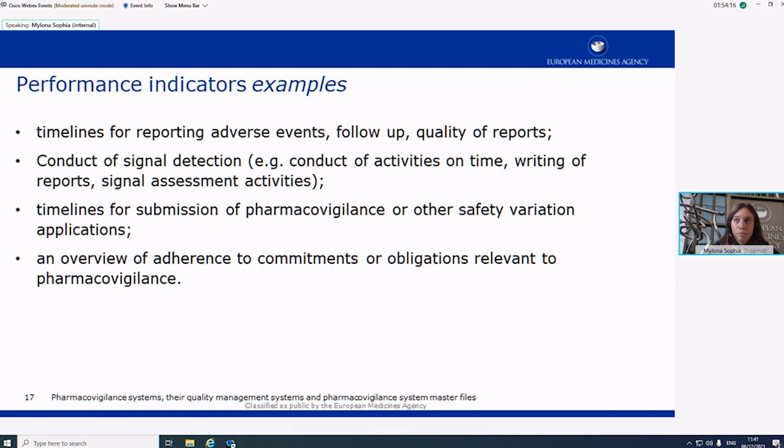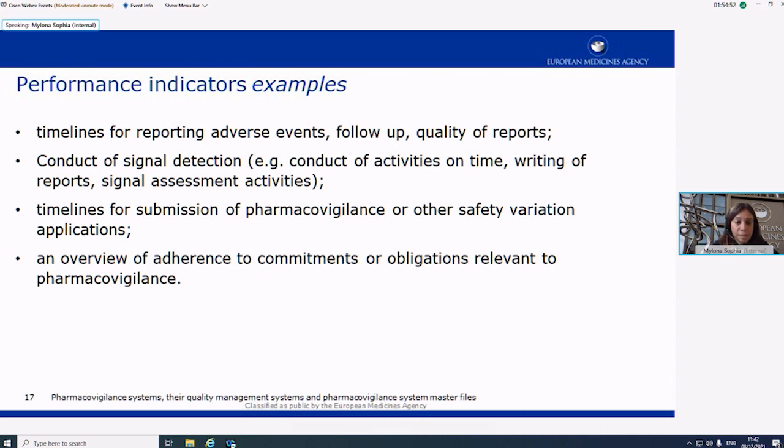But as I said, you have to think of the key pharmacovigilance activities. So usually we have as performance indicators the timelines for reporting of adverse events, the quality of reports to be free of errors, aspects from the signal detection processes, again, the timing. The timing is very important. And then also timeliness for submission of pharmacovigilance or other safety variation applications. This is also very important.